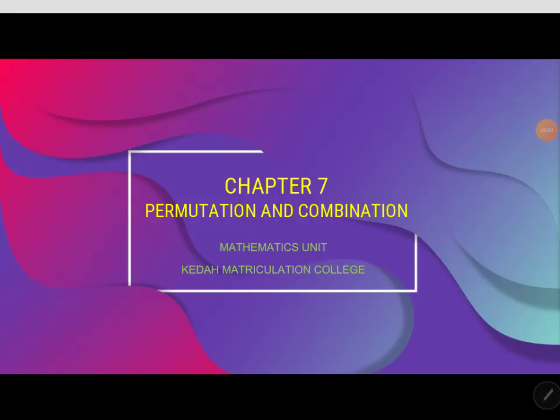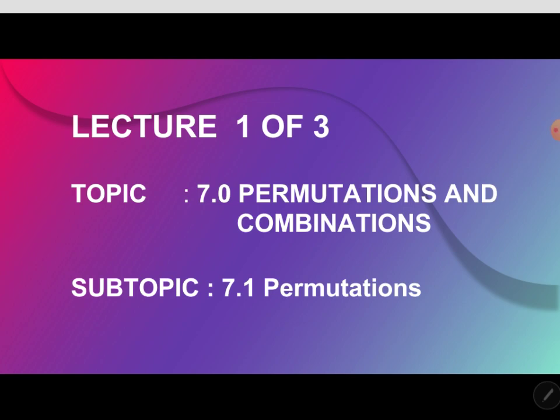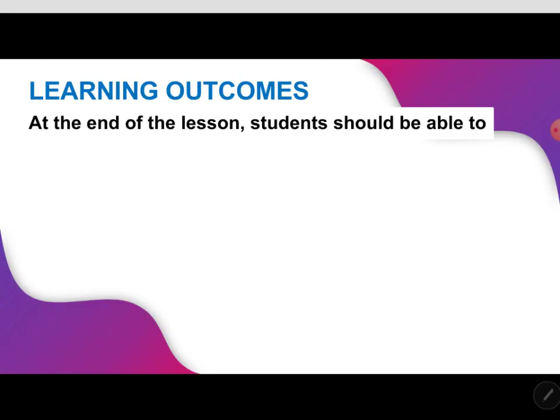Chapter 7, Permutation and Combination. For this chapter, we are going to have two subtopics: the first one is 7.1 Permutation and the second one is 7.2 Combination. For the first lecture, we are going to focus on permutation.